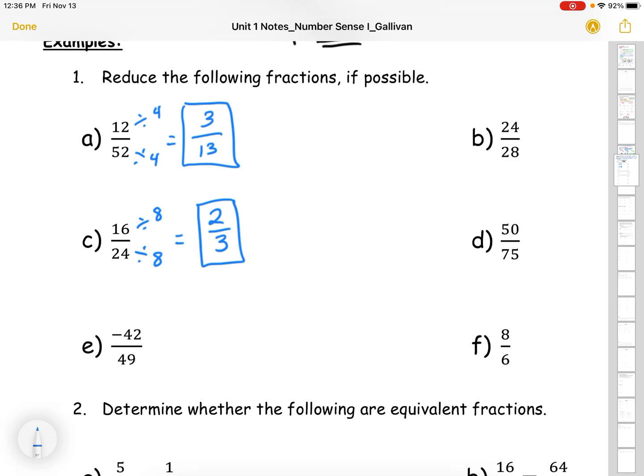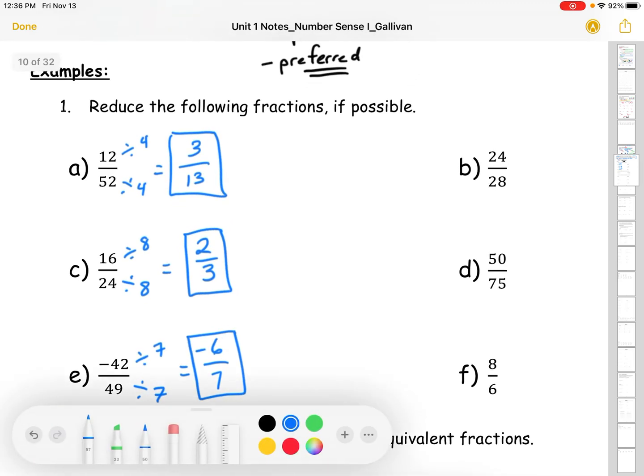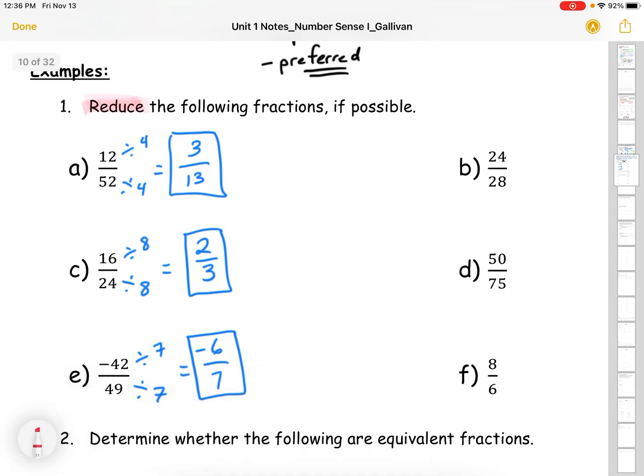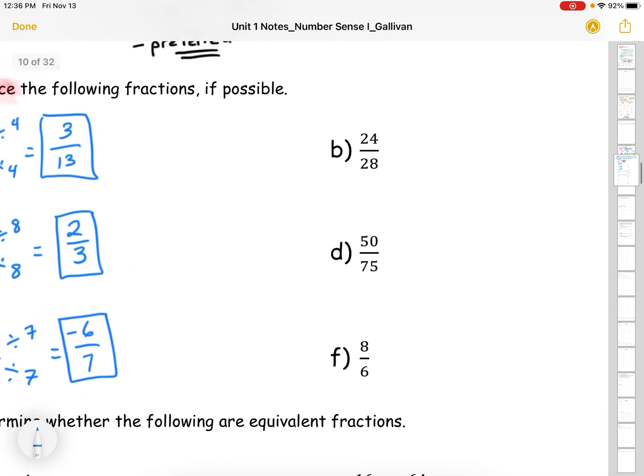Negative 42 and 49. Well, these are both divisible by 7. So when I do that, I get negative 6 over 7. Remember, okay? Once we can't divide them anymore, you are reduced to simplest forms, okay? So we want to reduce them. So that's what reducing means. Reducing to simplest forms means dividing the top and the bottom by the same number till you can't do it anymore.